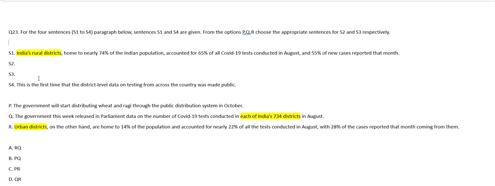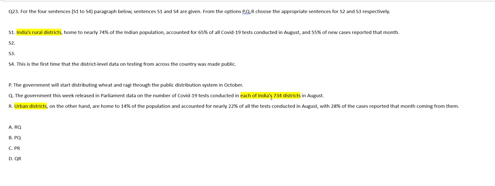I think it's clear. Sentence one is discussing rural districts. Sentence two is about urban districts. Combining these two, total all the districts across India. Sentence three, and this is the final conclusion statement. Let's move on to the next question.